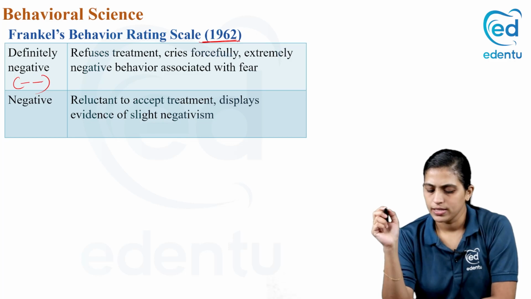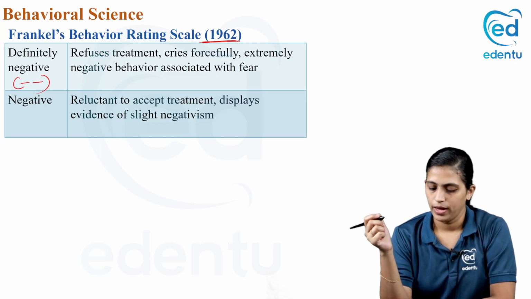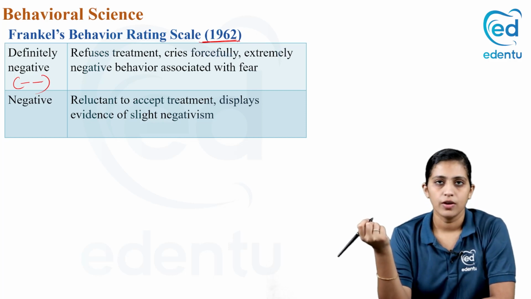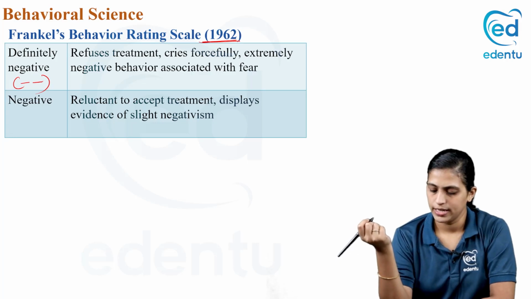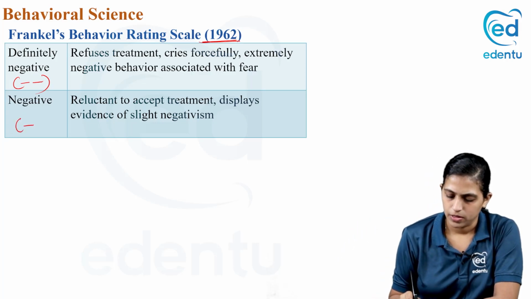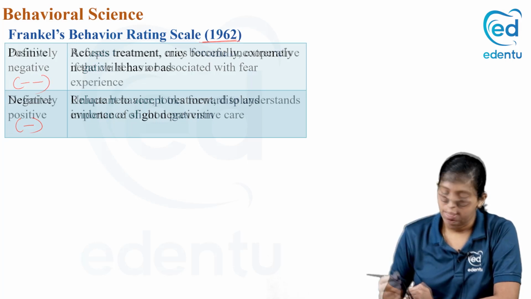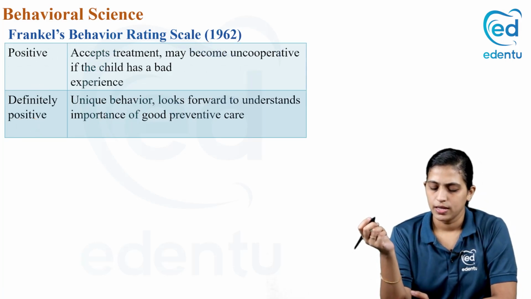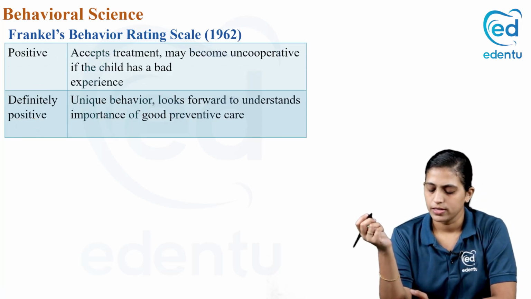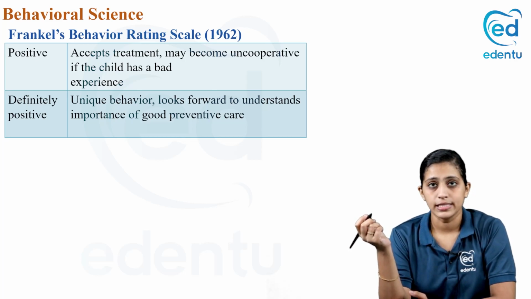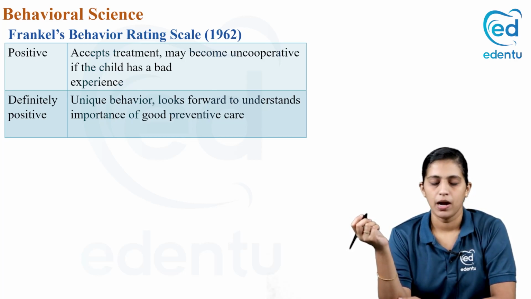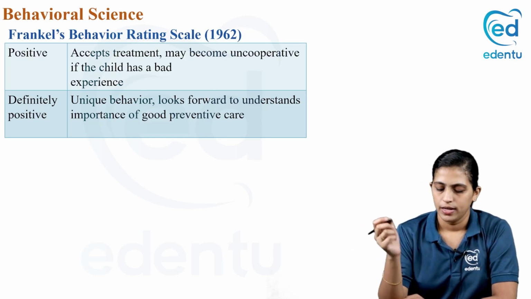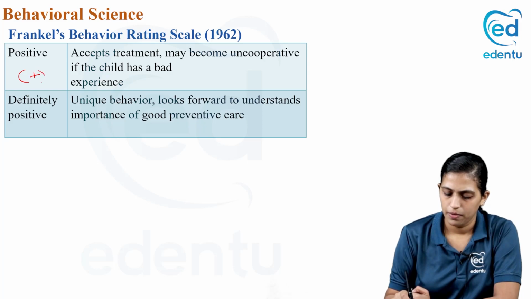And then next type of behavior is the negative behavior. Frankel's behavior rating scale shows a negative behavior when a child is reluctant to accept treatment and displays evidence of slight negativism. So this is represented by a negative symbol. Next is Frankel's positive type of behavior, that is the child accepts treatment and may become uncooperative if the child has a bad experience. And this is represented as a plus sign.